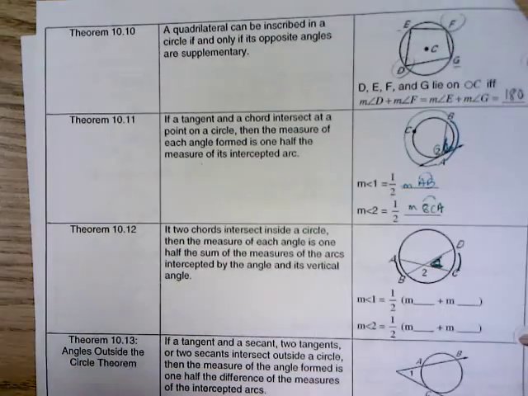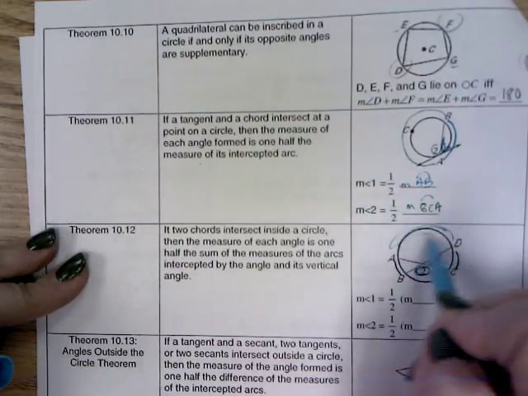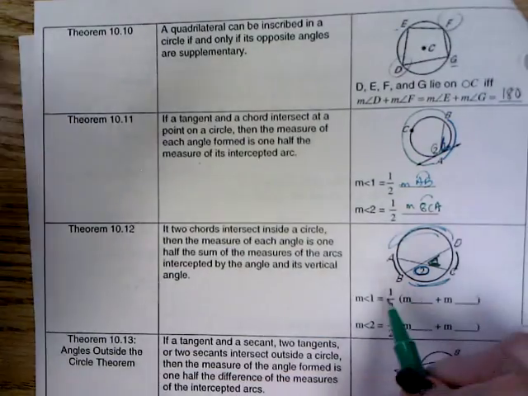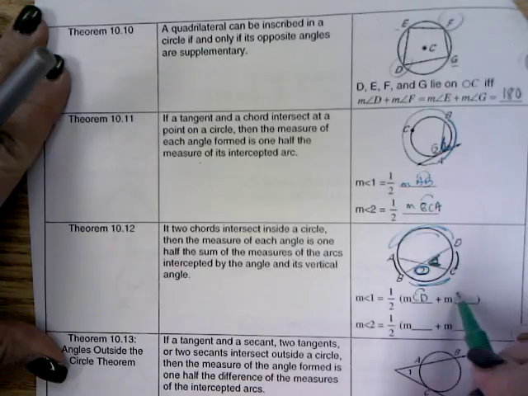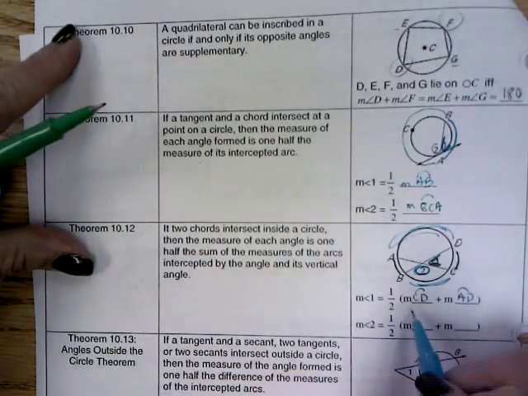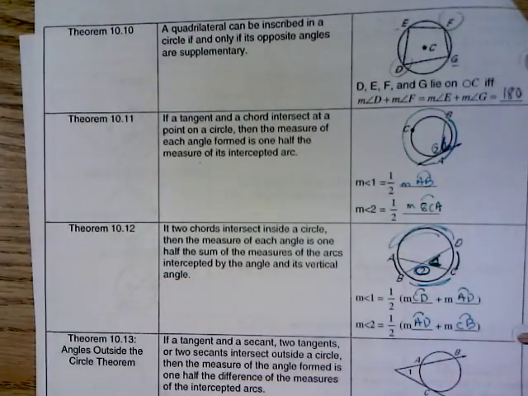If I'm looking here at angle 2, it is 1/2 of AD plus BC. So it's saying that if I want to find the measure of angle 1, it's 1/2 the measure of this arc plus this arc. He's like an average of the two. If I'm looking for the measure of angle 2, he's 1/2 the measure of AD and CB. Because he crosses inside, we're going to add the two and divide by 2, or add the two and take 1/2.